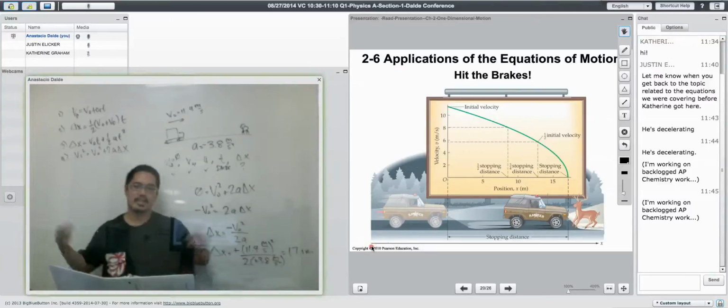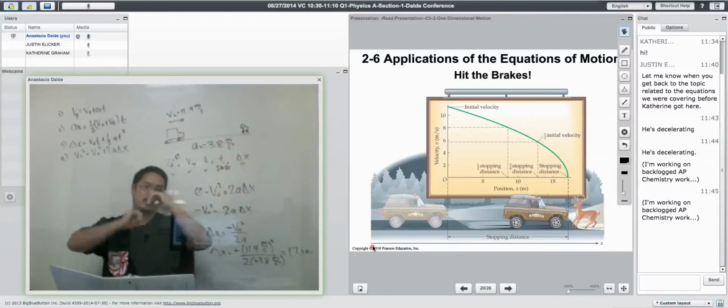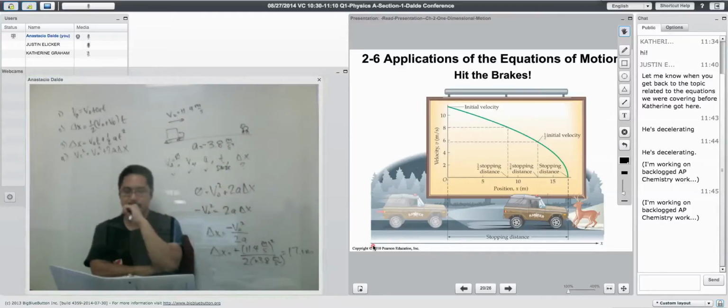Okay. So did he miss or hit the deer? Keep in mind the deer was 20 meters away from him to begin with. He missed it, but just barely. He missed it and he had 3 meters to spare. Cool? Yeah, so about 6.5 feet.